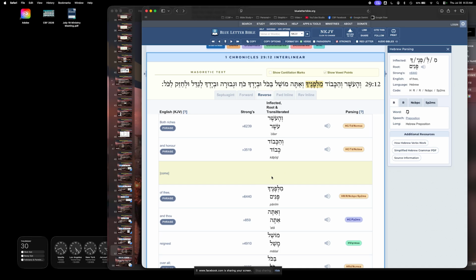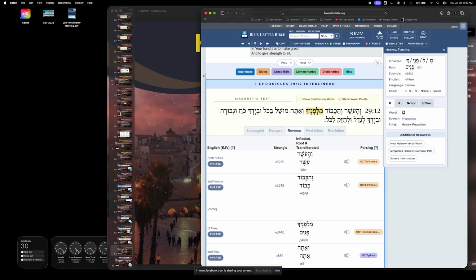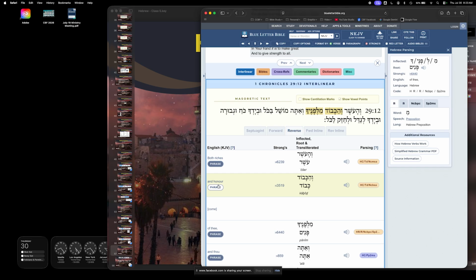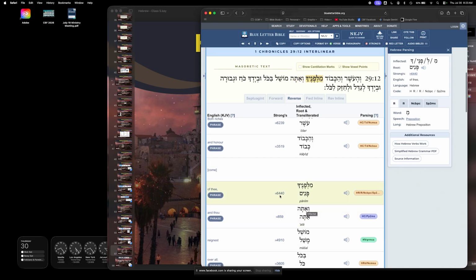You have the word "come." Pull this over so you can see it. The word "come" is on our left, but there's nothing in the Hebrew. Why is that? Because it turns out the word "you," this word that's translated here as "of thee," is doing all of the lifting for a whole lot of the English here. Let's take a look first of all at what that word is.